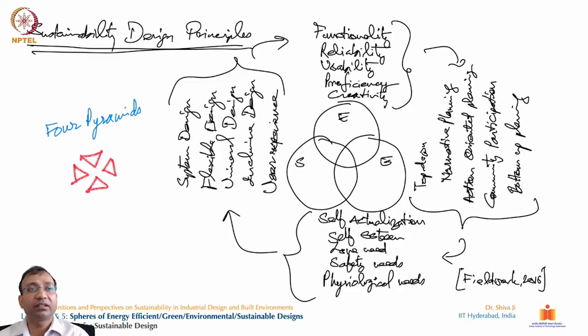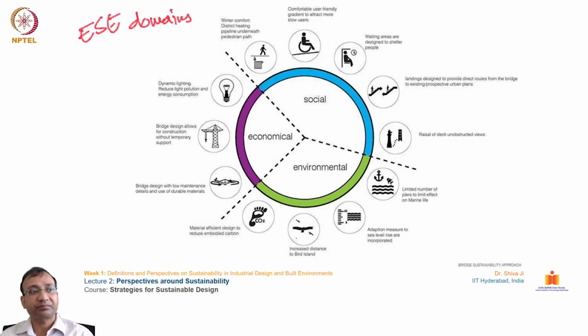So these four pyramids come into the common confluence of the three aspects of sustainability. These three colored circles you see on top of the four pyramids show the four pyramids confluencing into sustainability. This is the approach given by Fieldwork in 2016. This is one of the insights I thought of sharing with you, on how designs can be part of a bigger perspective from life.